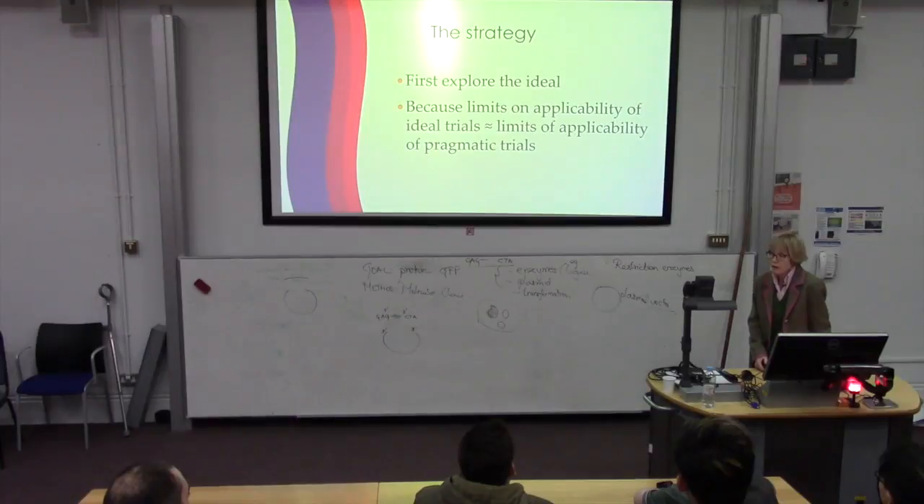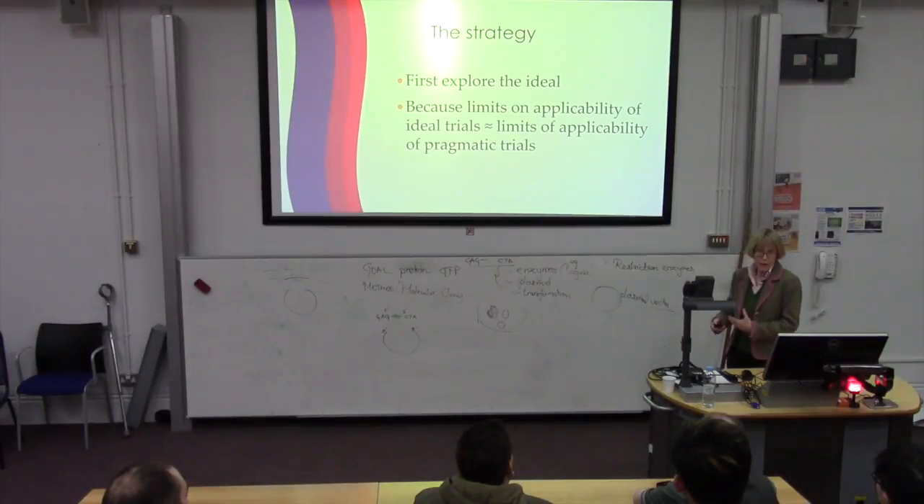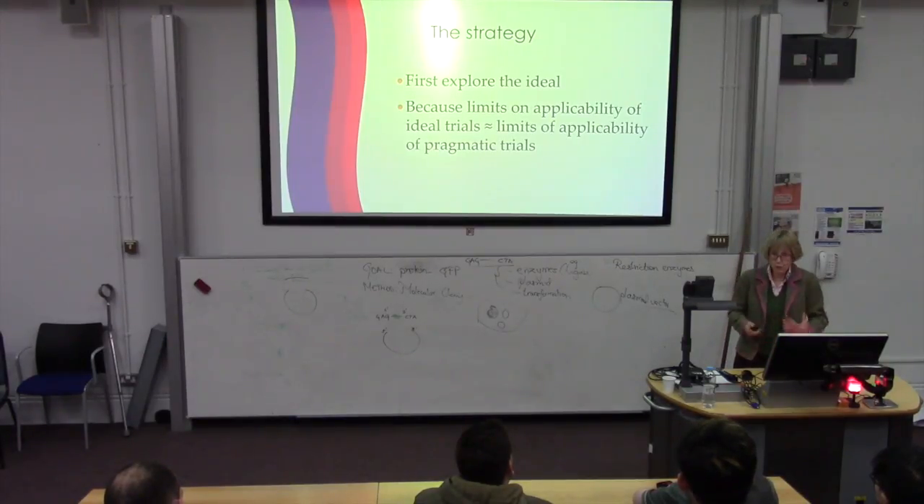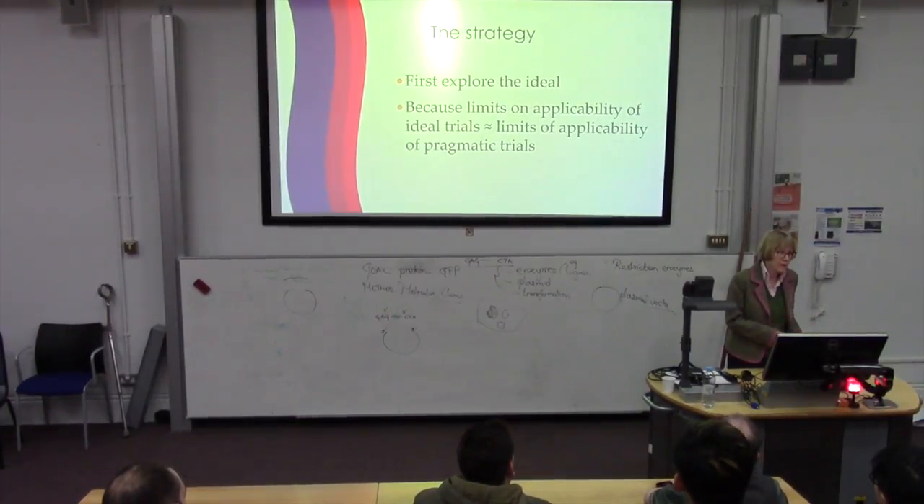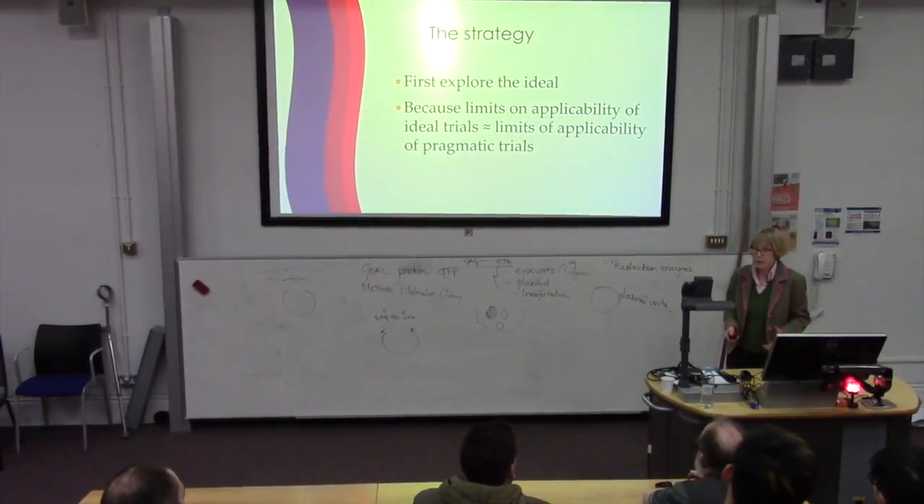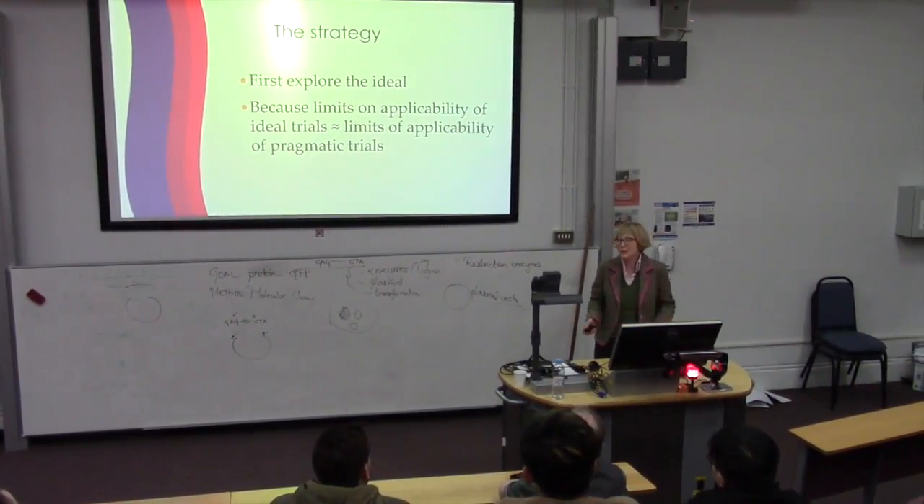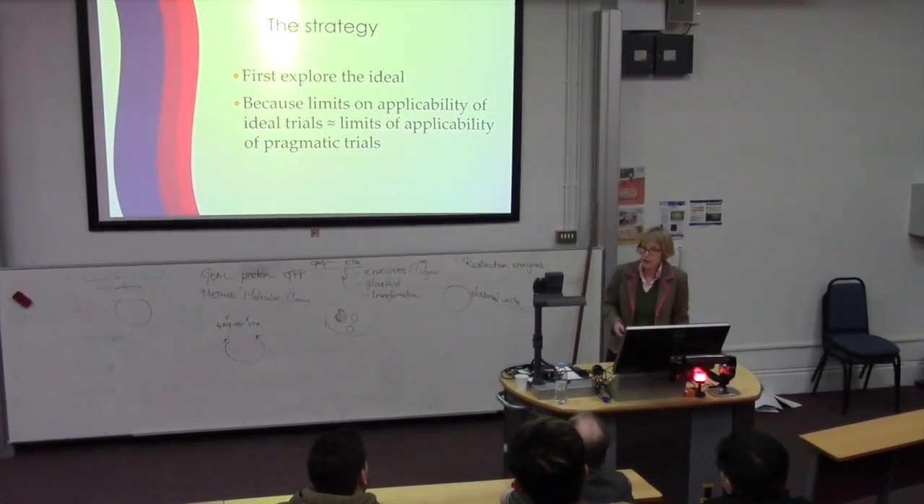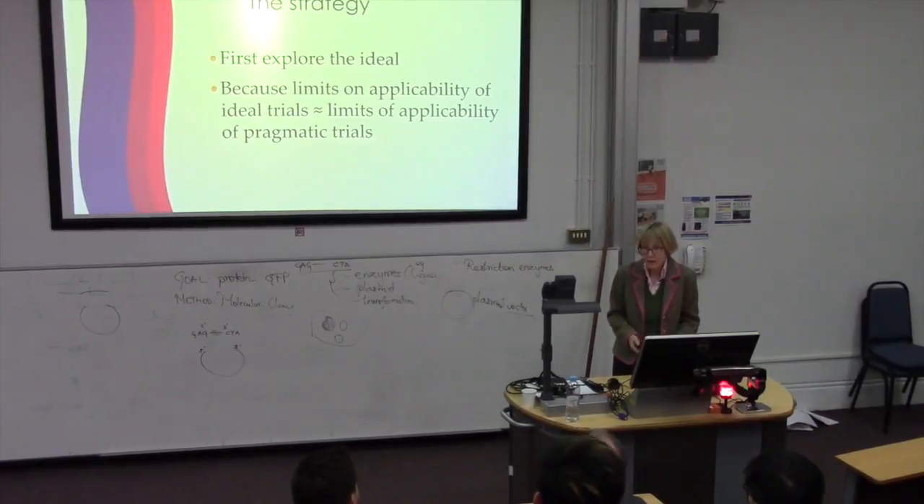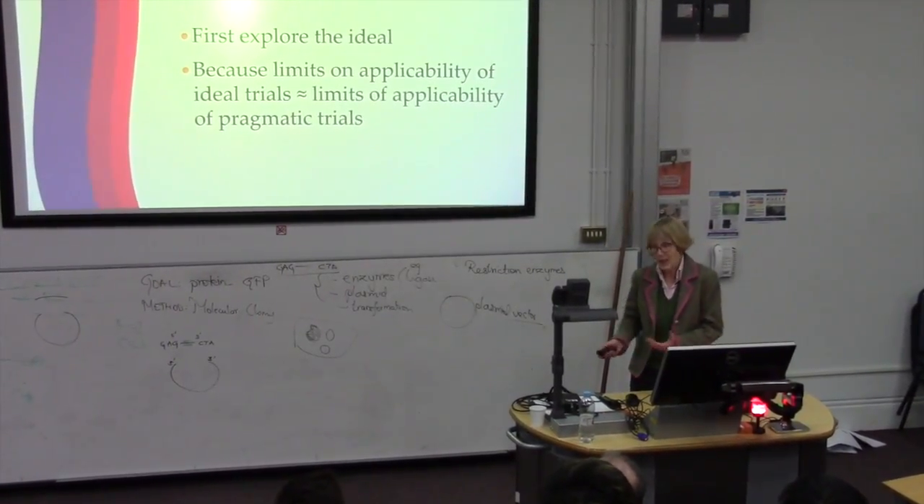The reason I want to talk about ideal trials first is that one major point of pragmatic trials, the one I mentioned, is that they're supposed to make trial results more applicable in the real world in clinical settings. And what I want to say is, unfortunately, they're not doing as much for us as we'd hoped, because the limits on the applicability of ideal trials are approximately the same as the limits of the applicability of pragmatic trials. You're just looking at different kinds of populations. It's not as if you're learning something that goes outside the population. So I want to explain what you can learn from an ideal trial, and then essentially say, well, same thing from a pragmatic trial.